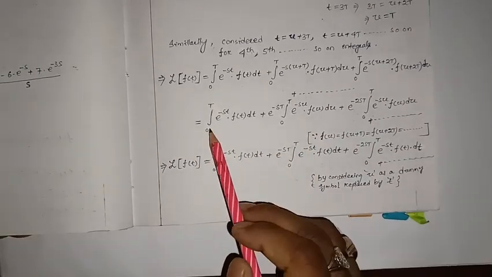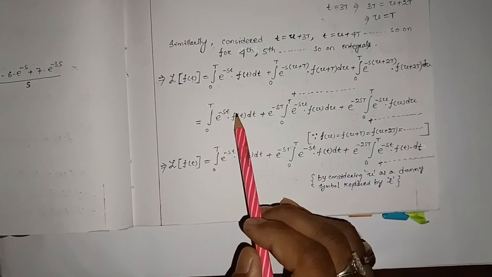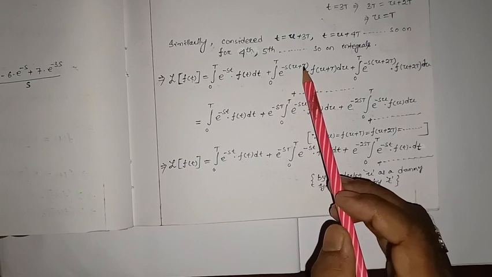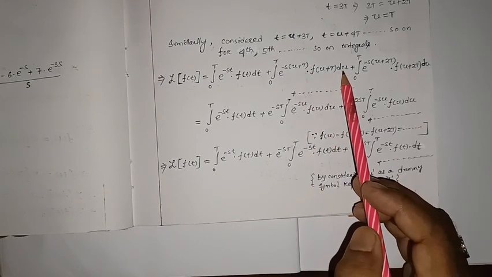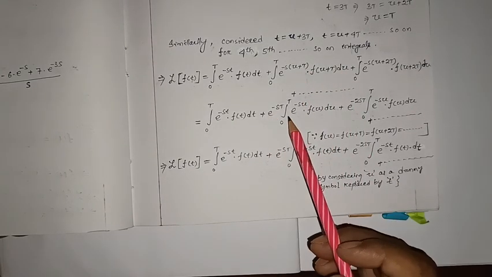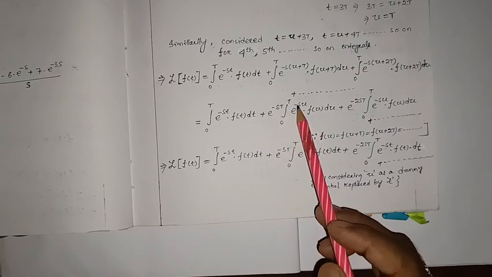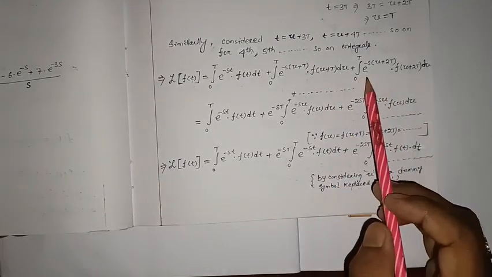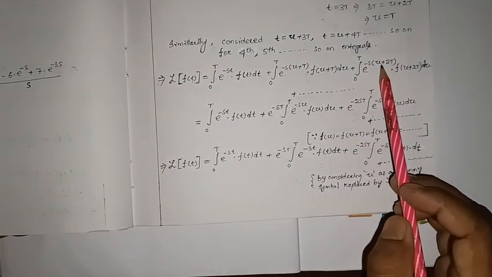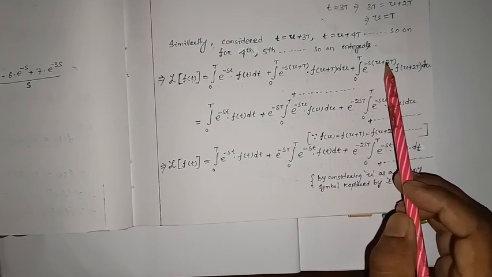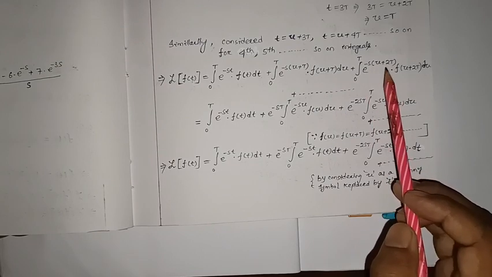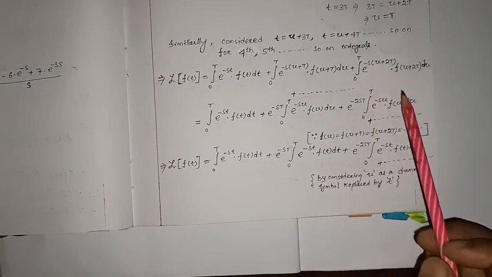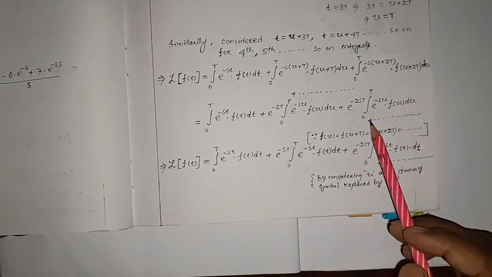Then 0 to T, this one written as usual, e to the minus st f of t dt, plus here e to the power minus su into e to the power minus st will be there, but integration with respect to du, so e to the power minus st can be taken outside of the integration, so 0 to T e to the minus su into f of u du. Then here we can find e to the power minus 2st, which is a function of t, can be taken outside the integration, 0 to T e to the power minus su into f of u du, plus so on.